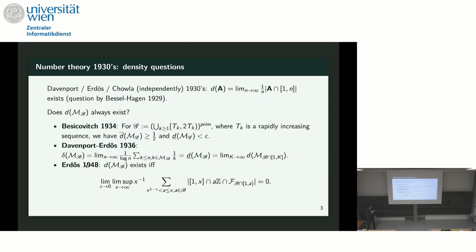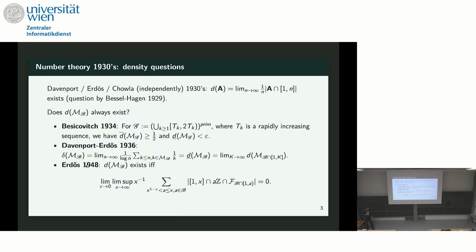And the last thing on the slide is a quite technical criterion which will be useful for me later on, namely the density of the set of multiples exists if and only if this strange limit is 0. So what do we have here?